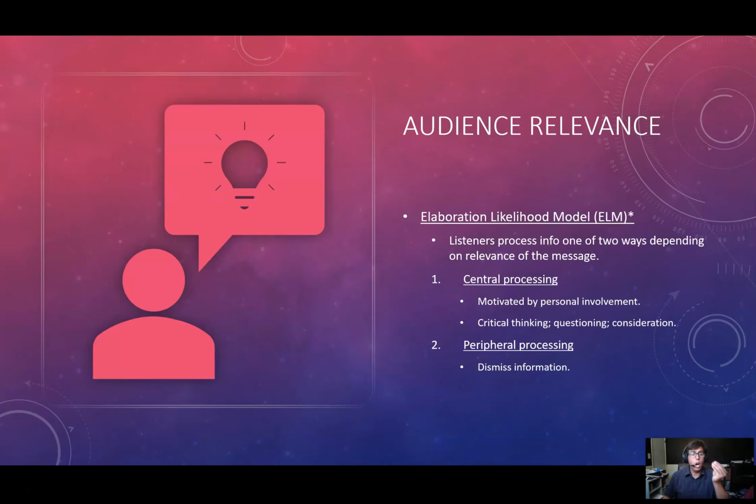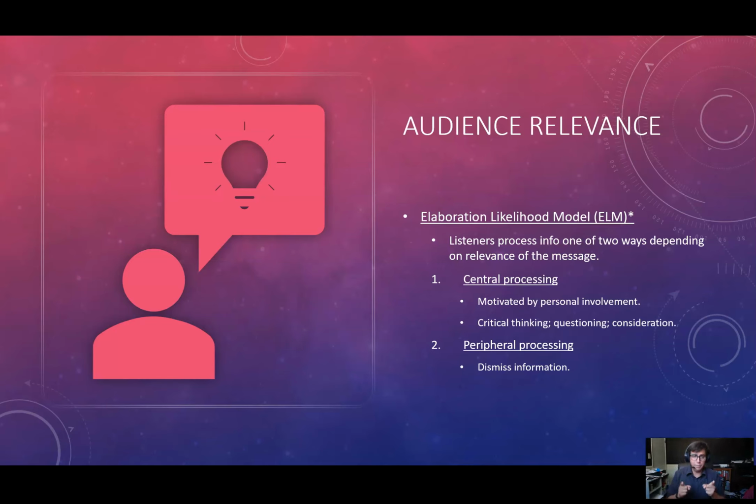And lastly, we have audience relevance. Audience relevance involves the elaboration likelihood model, which is that listeners process information in one of two ways depending on the relevance of the message. So if the information is entirely relevant, let's say that a stop sign is right in front of my house, then I'm going to be motivated by personal involvement, and I will critically think, question, and consider all of the possible options associated with a stop sign in front of my street.